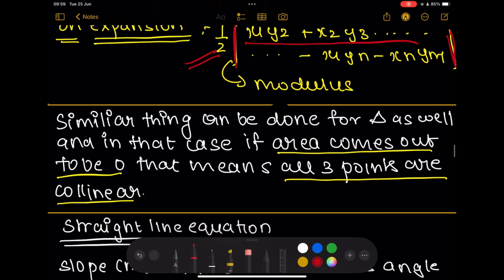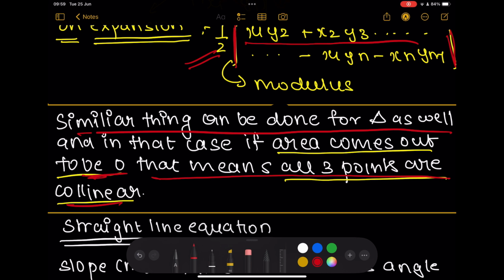Now a similar thing can be done for a triangle also, obviously, because a triangle at the end of the day is a quadrilateral, but a three-sided one, that's all, right? So the same thing can also be done for a triangle, and in that case if the area comes out to be 0, then that means all 3 points are collinear. Now this is the condition that we use for 3 points collinearity.